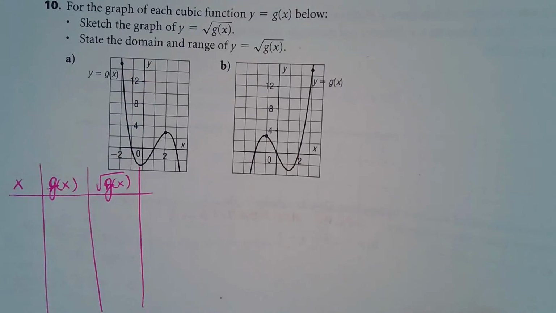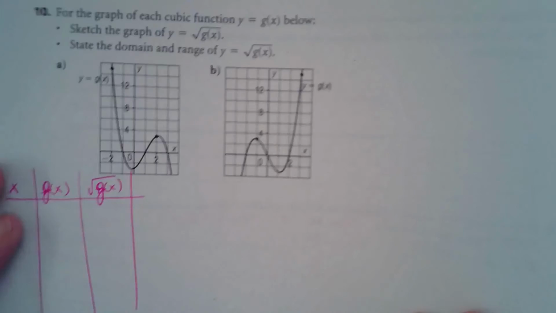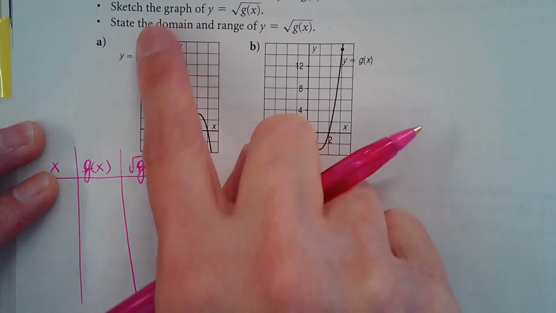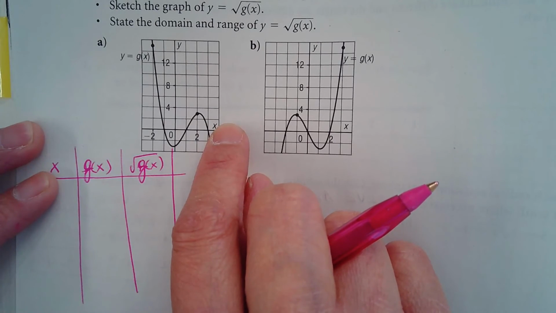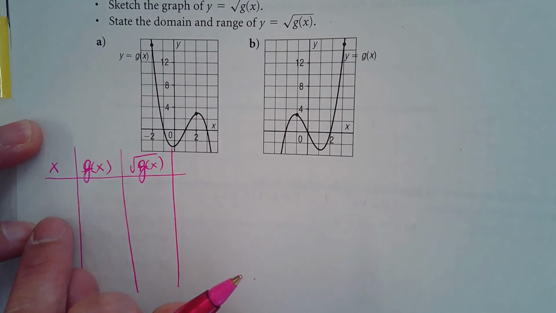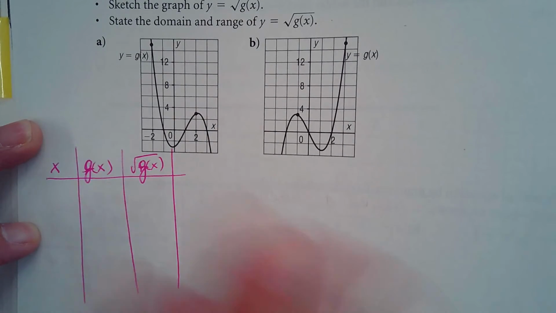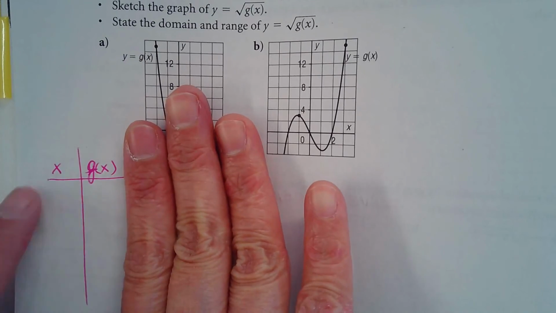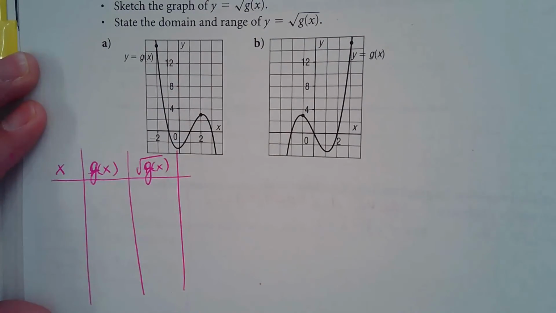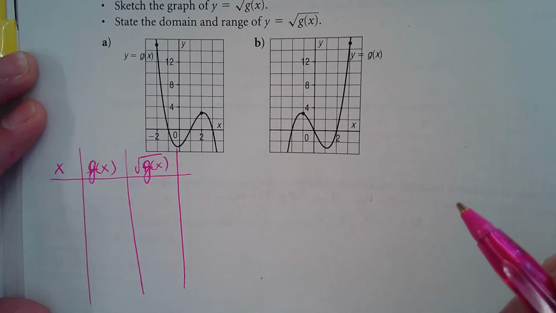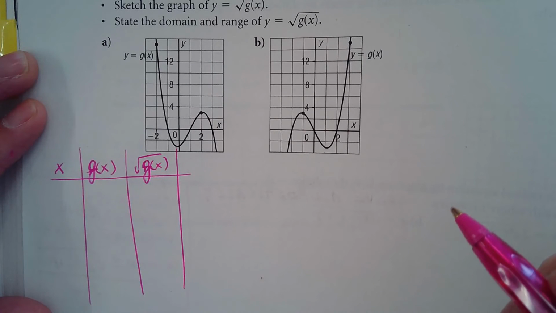G of x, I gotta pay attention to that one. So looking at this one in here, this is my original graph. What values of x, what are the points? These ones are the coordinate points, right? So what points do you see? X is 0, g of x is 1 and 1.